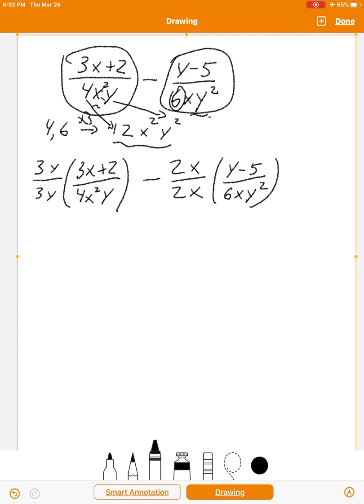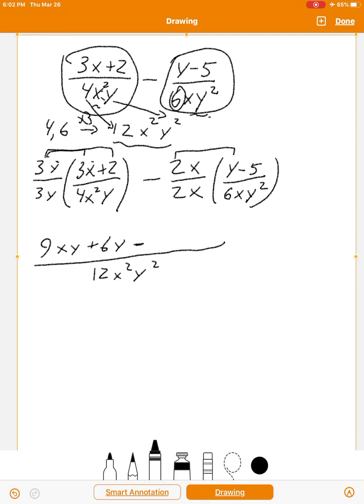Okay? Now, we know what the denominator is going to be. It's going to be 12x squared y squared, so we've already got that. So we can just write that down over here. 12x squared y squared. Then it's just a matter of multiplying through in the numerators. So 3 times 3 is 9. X times y is xy. We generally put the x before the y. 3 times 2 is 6. And then y.